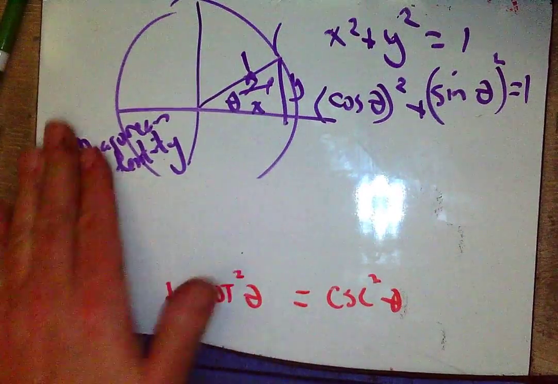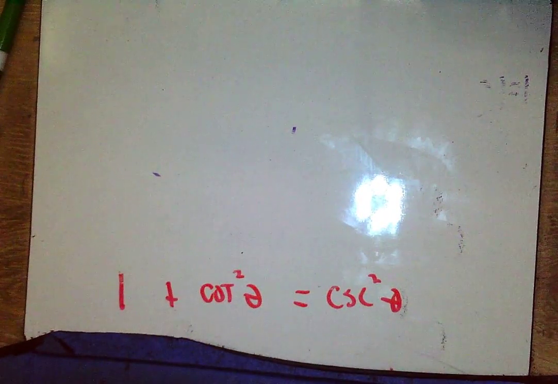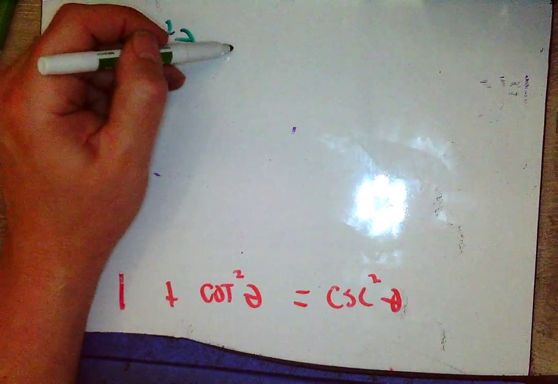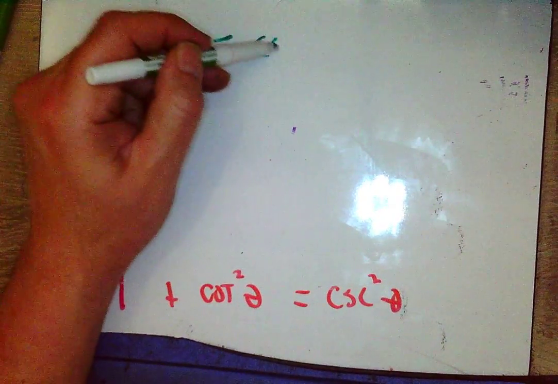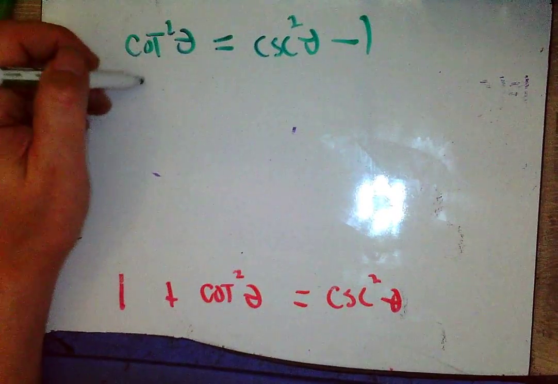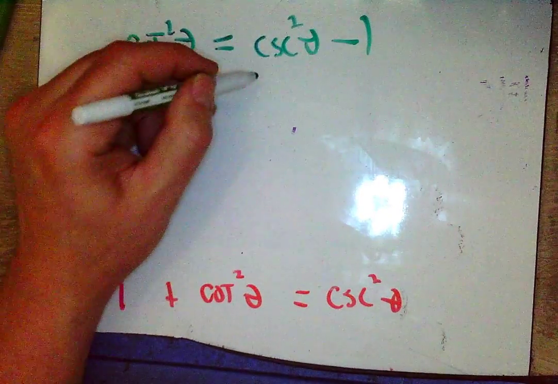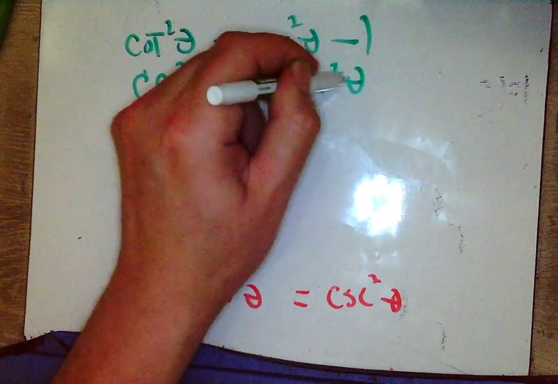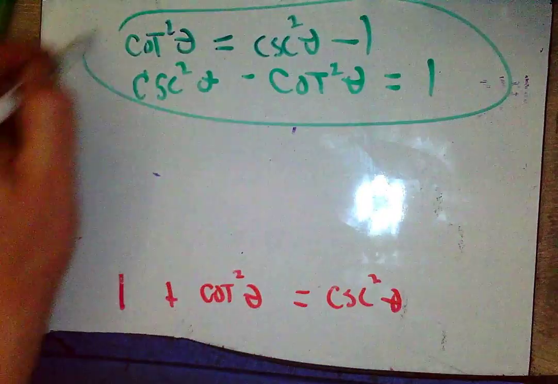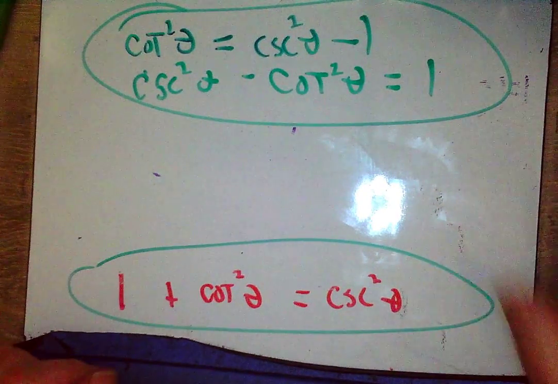And of course, not only do you need to know this one, but you also need to know the rewritten versions, like cotangent squared theta equals cosecant squared theta minus 1. Or cosecant squared theta minus cotangent squared theta equals 1. So these are just rewritten versions of this. You need to know all three of those.